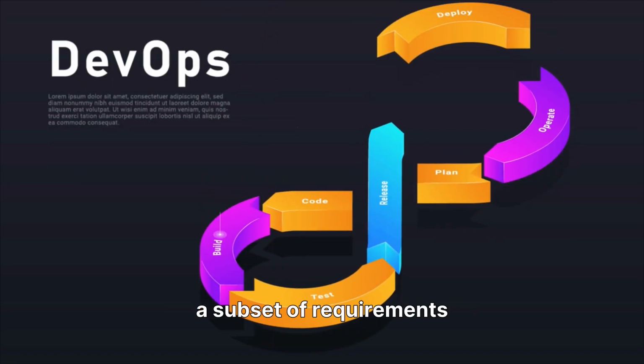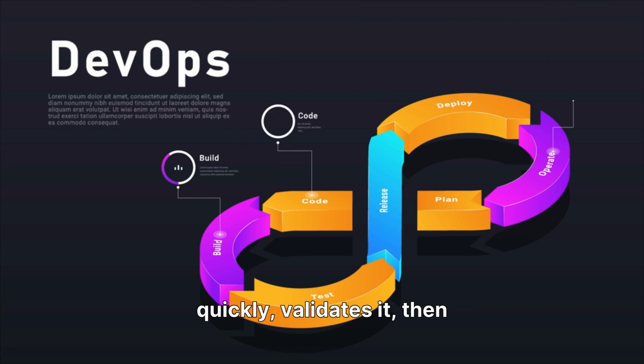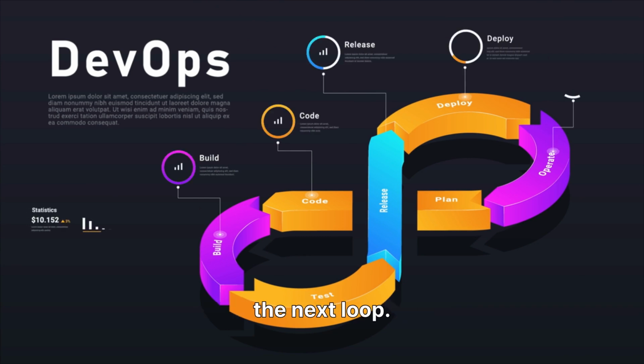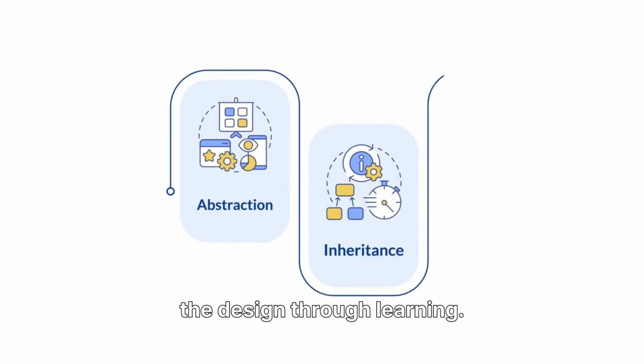Concept first. An iterative model implements a subset of requirements quickly, validates it, then folds the findings into the next loop. The core benefits are front-loading risks and refining the design through learning.